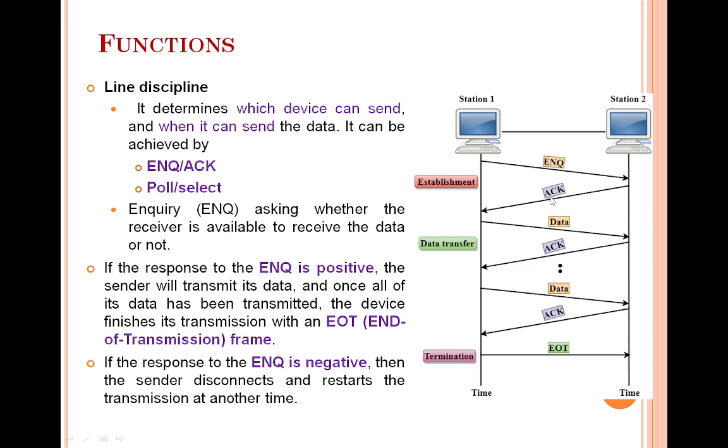It may be no acknowledgement, or it may be positive or negative. If it is positive, then you can send the data frames sequentially. Otherwise, if it is not acknowledged by station 2, then it will stop the data frame transmission, and later on it will be involved in packet flow. So that is only one thing.